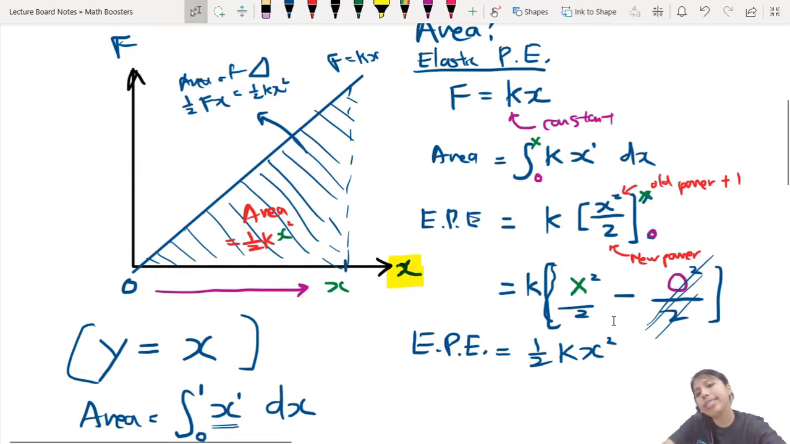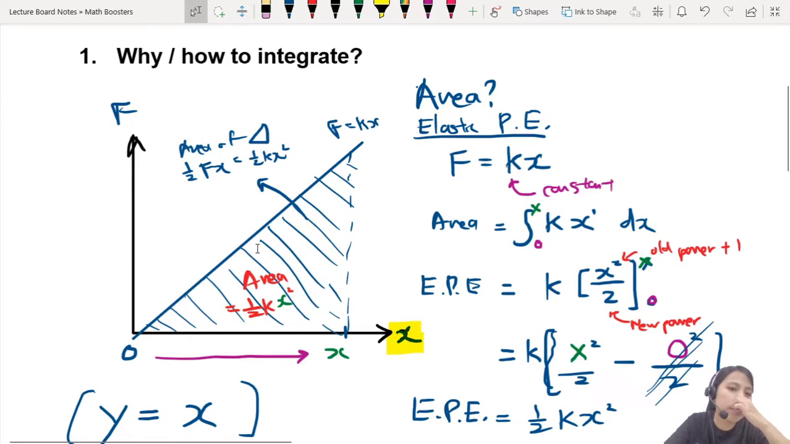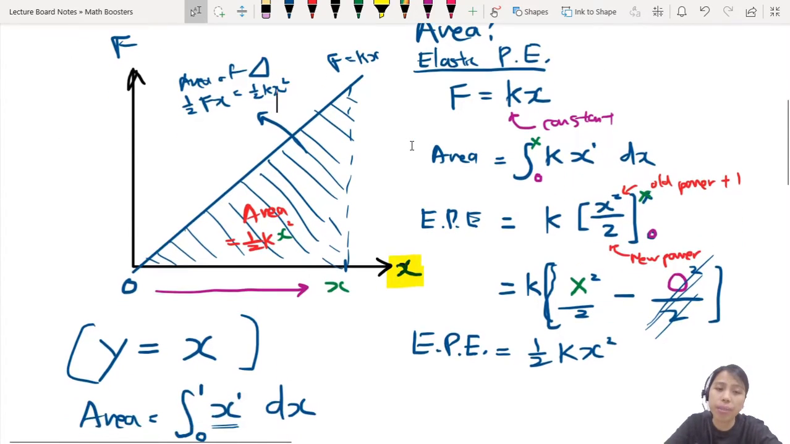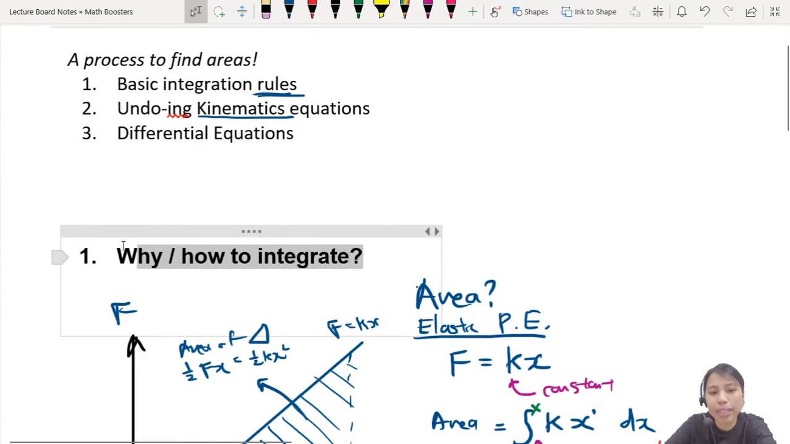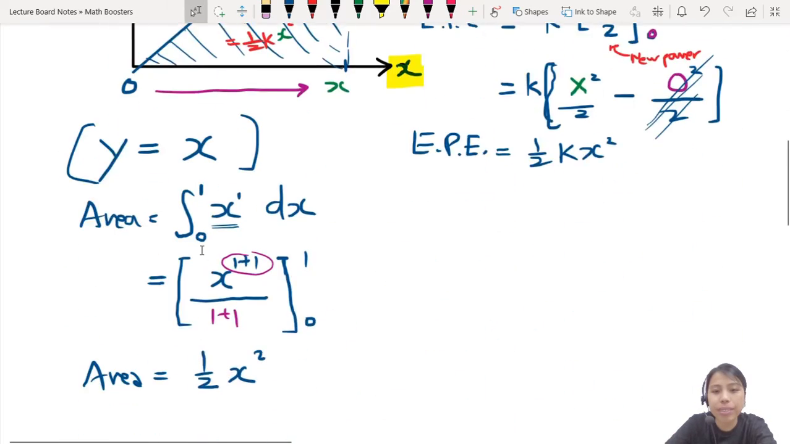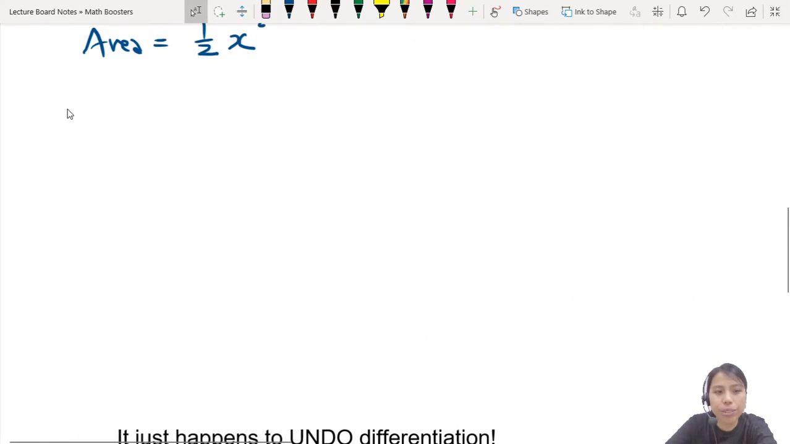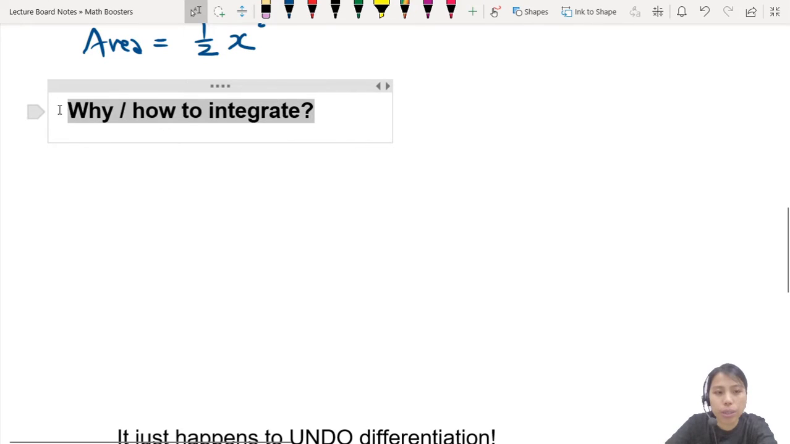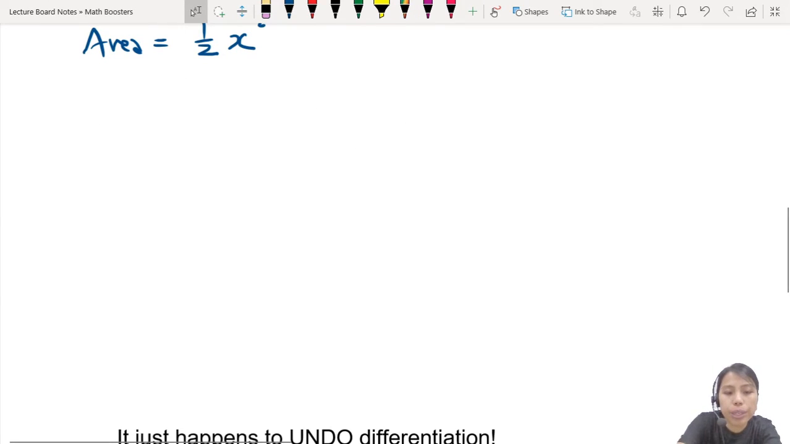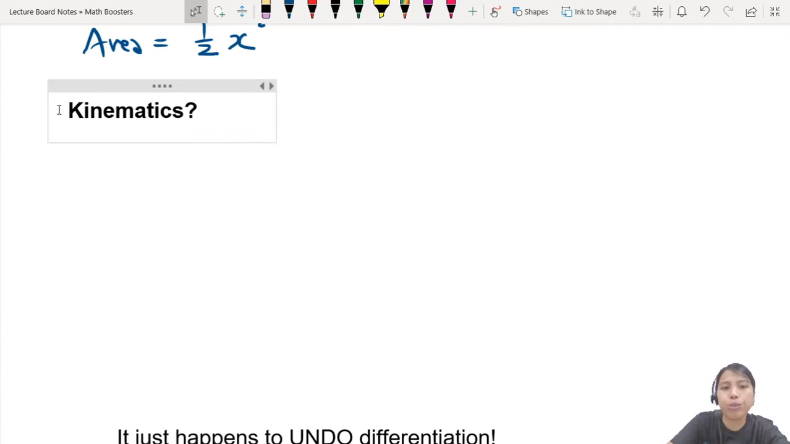So the purpose of integration is we find areas. Whenever there's area, we can use integration. Now, how do we apply this to kinematics though? Let's come down here and start a new trend. So the question is, how do we apply this to kinematics? Now you need to review a little bit.